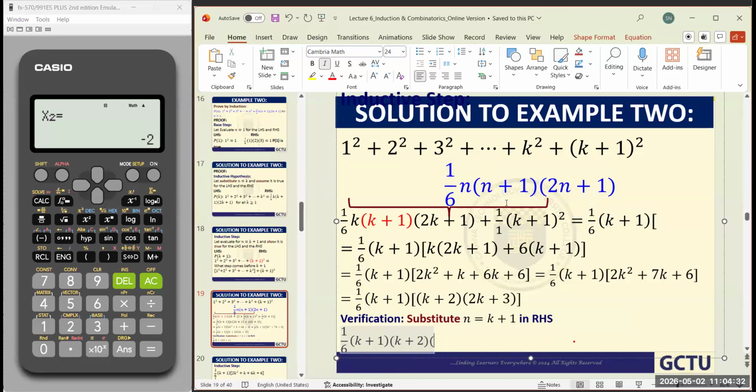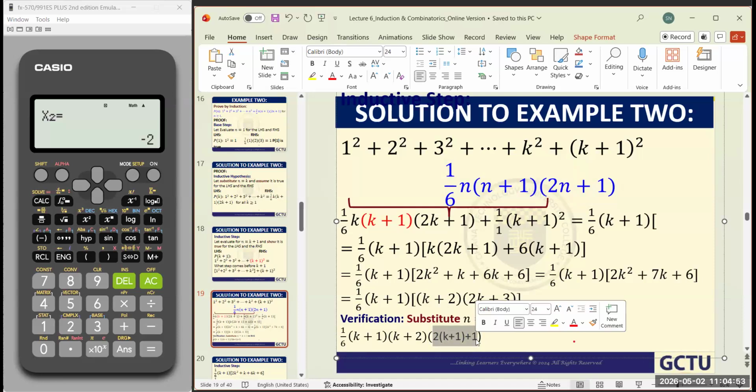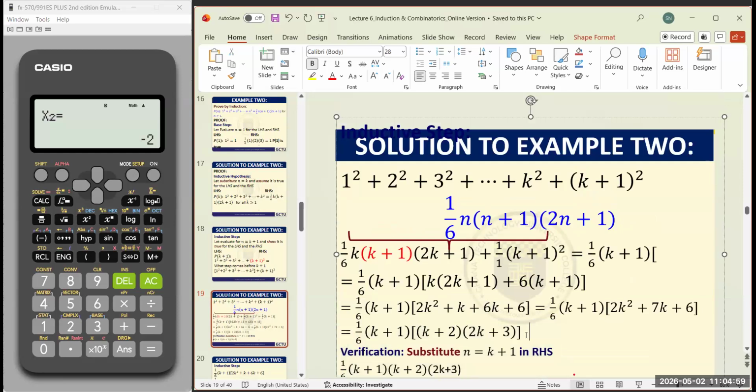Now, the last one, if I put n is equal to k plus 1 here, it becomes 2 into bracket k plus 1, plus 1. Now, if you expand this, you get 2k plus 2 plus 1. Is it not 2k plus 2 plus 1? Is it not equal to 2k plus 3? Exactly. Yes. And that is exactly what we got when we did the factorization.